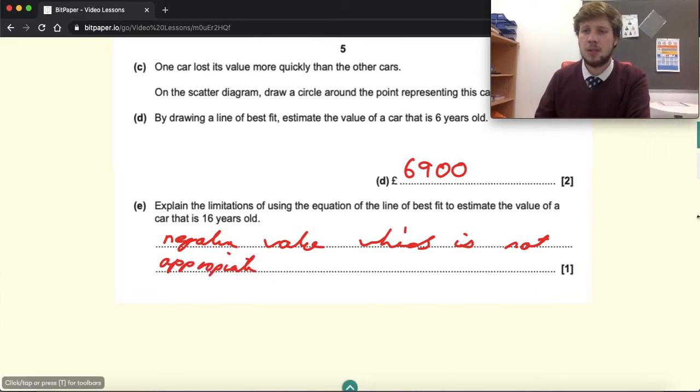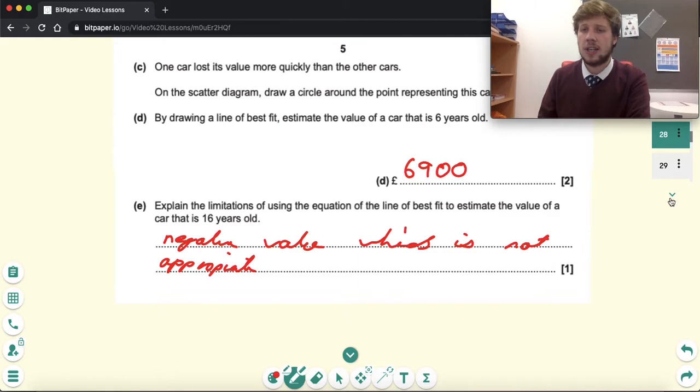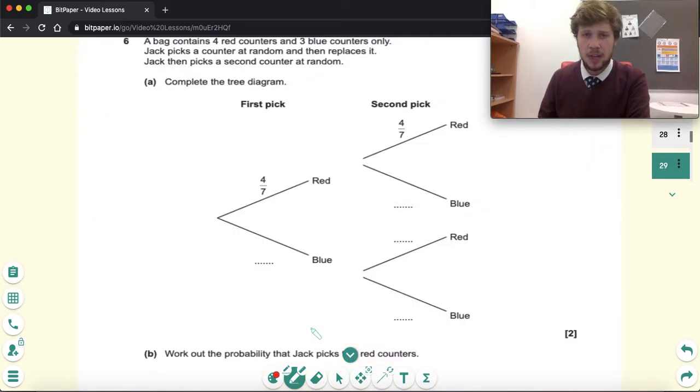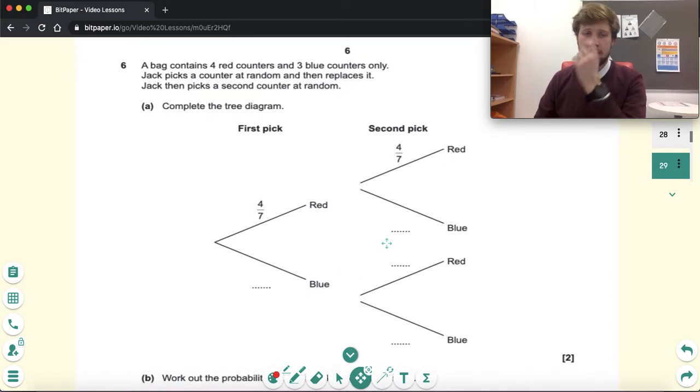Okay, moving on then, looking at the next question. We have a tree diagram here. Now, in order to look at a tree diagram, we want to know whether it is going to be a replaced or not replaced type of question. Here, Jack picks out a counter and then replaces it. So therefore, my events are going to be independent of each other. So every time I pick a red, it would have the same probability.